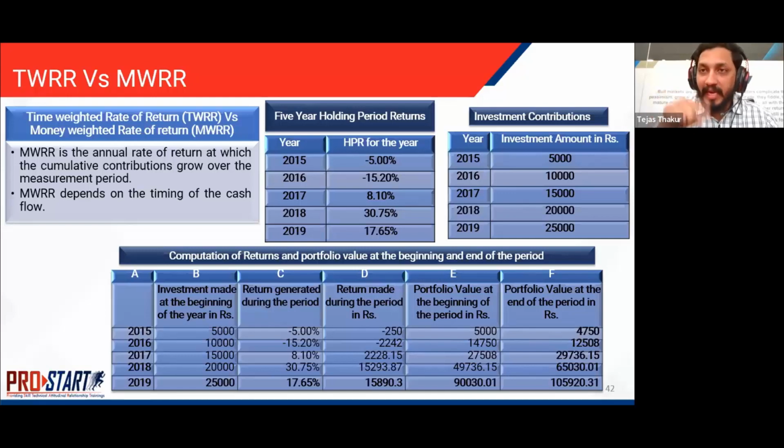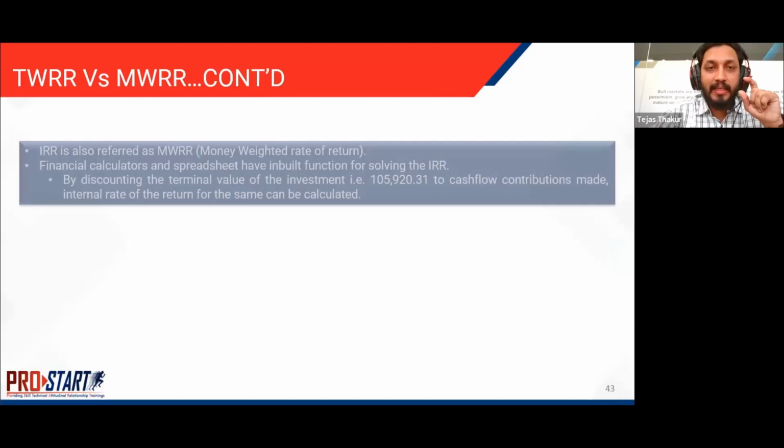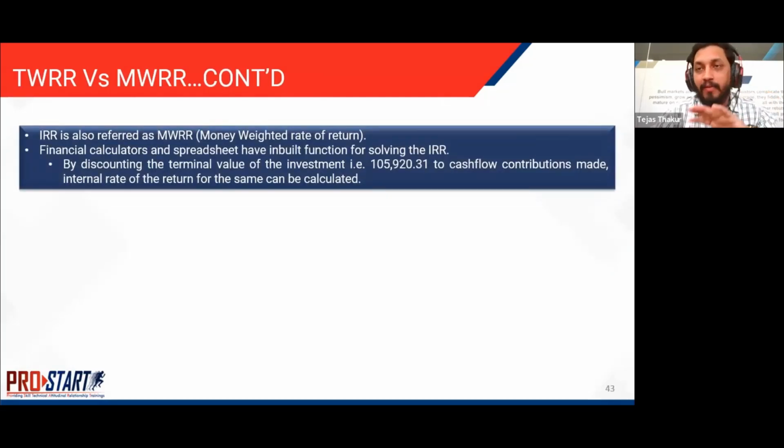Now, what MWRR does is, now you know the inflows, the returns were calculated basis the beginning value of that particular year, and hence it is considering the inflows of that particular year, and hence the final value is basis the contributions made by the investor. And MWRR will calculate what will be the common rate of return that you apply for all these inflows to get that value of 1,05,920 at the end of the 5 years. So MWRR is basically more like an IRR.